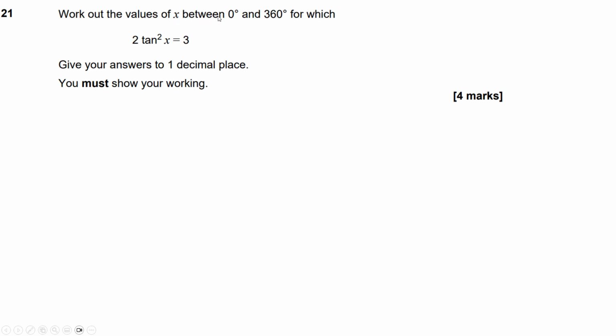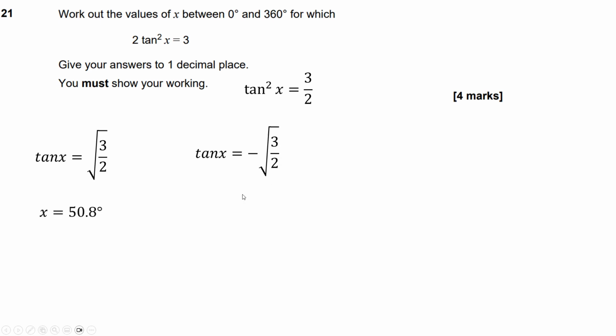Work out the values of x between this and this, for which this equals 3. Give your answers to one decimal place. I can't remember if I did that actually, but oh well. So divide by 2 on both sides, square root. So careful, when you're square rooting, you want a positive and a negative answer. So tan of x equals the square root of root 3 over 2, but it also equals minus the square root of root 3 over 2.